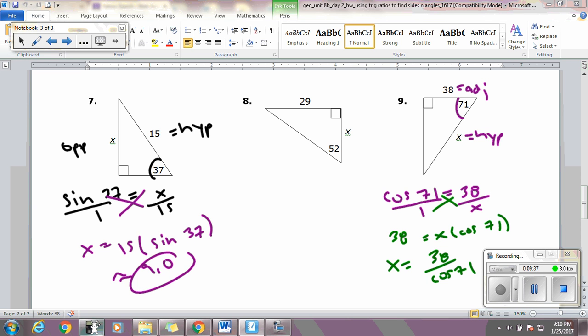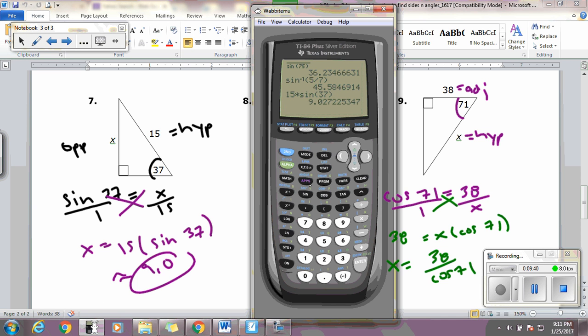And now we grab our calculator to approximate. Alpha y equals, 1, 38 at the top, cosine 71 at the bottom. You have about 116.7.